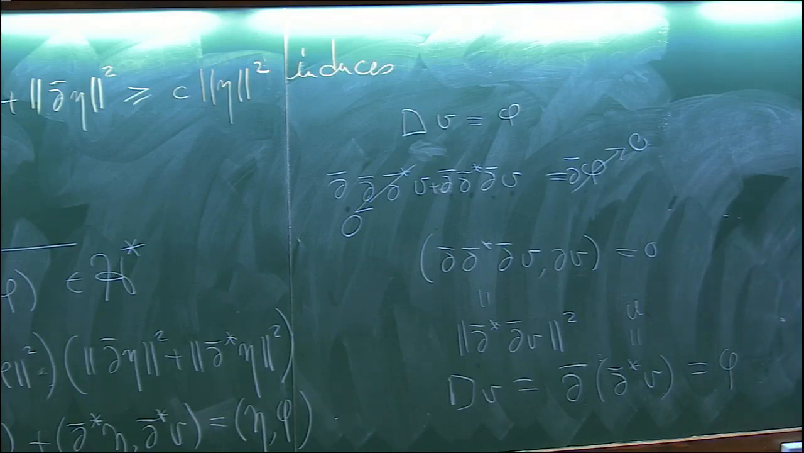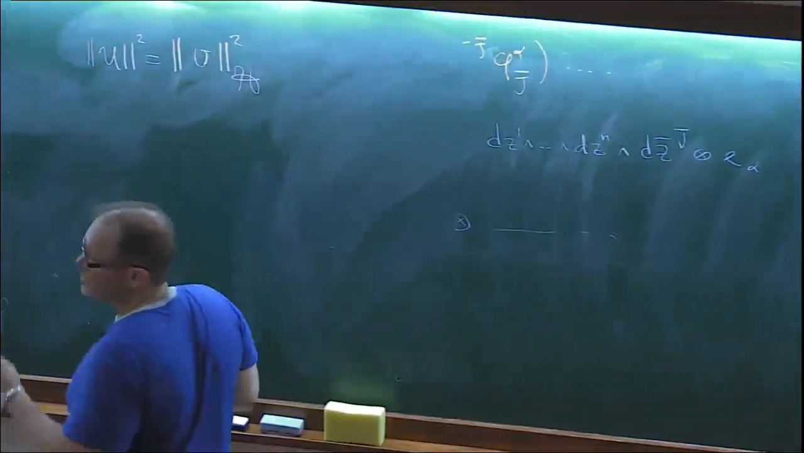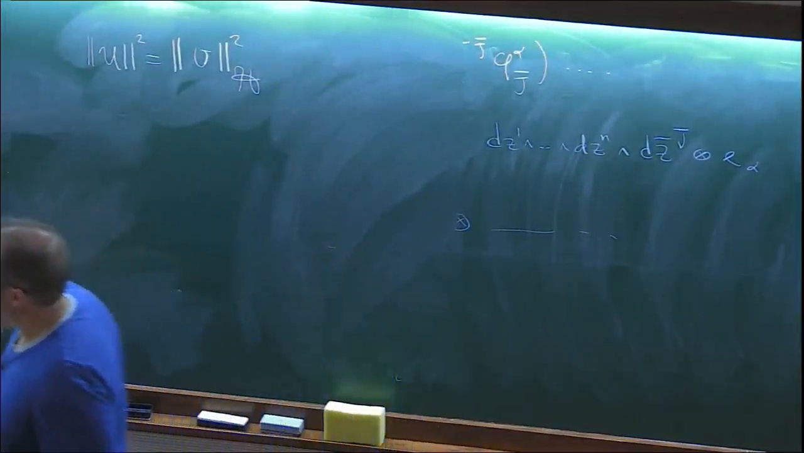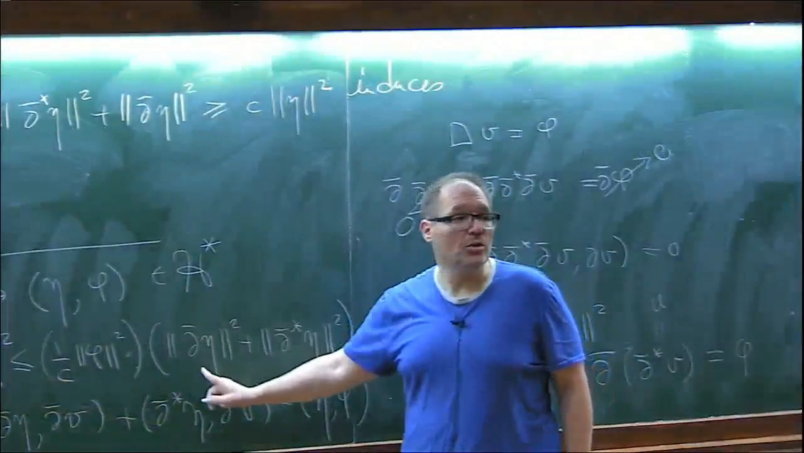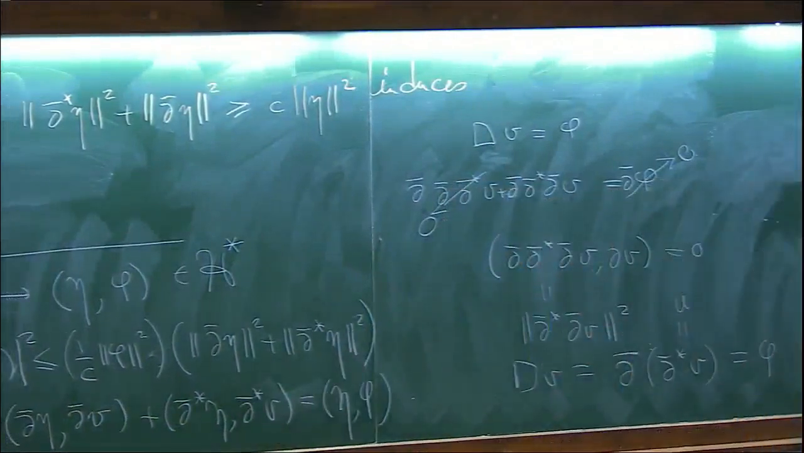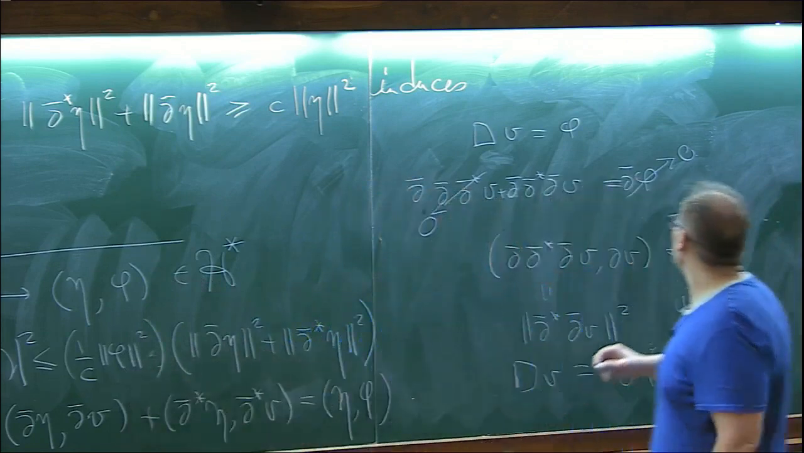And I claim that it also has the L2 estimate. In fact, it's completely trivial because the norm of U squared is just the norm of V squared with respect to H, because the second term here, the d bar star of d bar of V is 0, right? The first term is 0. But by the Riesz representation theorem, you not only get a solution, but the solution has the same norm as this linear functional, so it's bounded by this same constant.